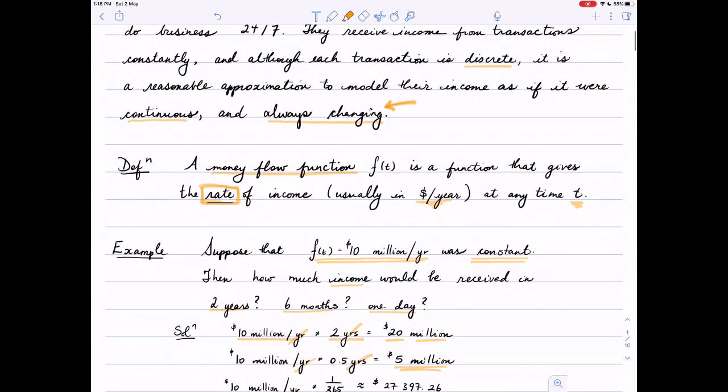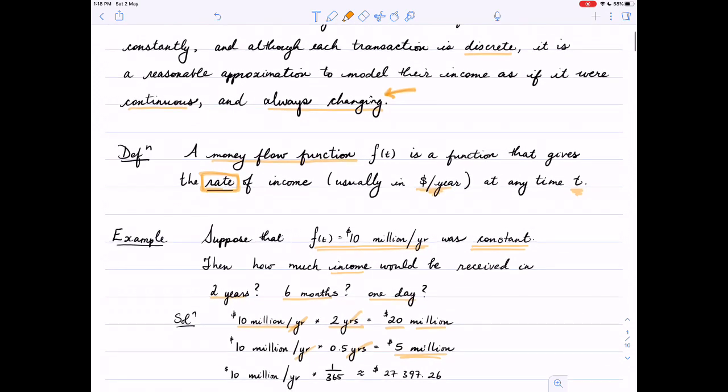And the same thing here for 1 day. Well, that's 1/365th of a year, and those units would cancel. If you did that calculation, you would end up with $27,397.26 approximately, but it's money, right? And so if it's money, we round to 2 decimal places. So the idea of a constant rate is fairly easy to deal with.